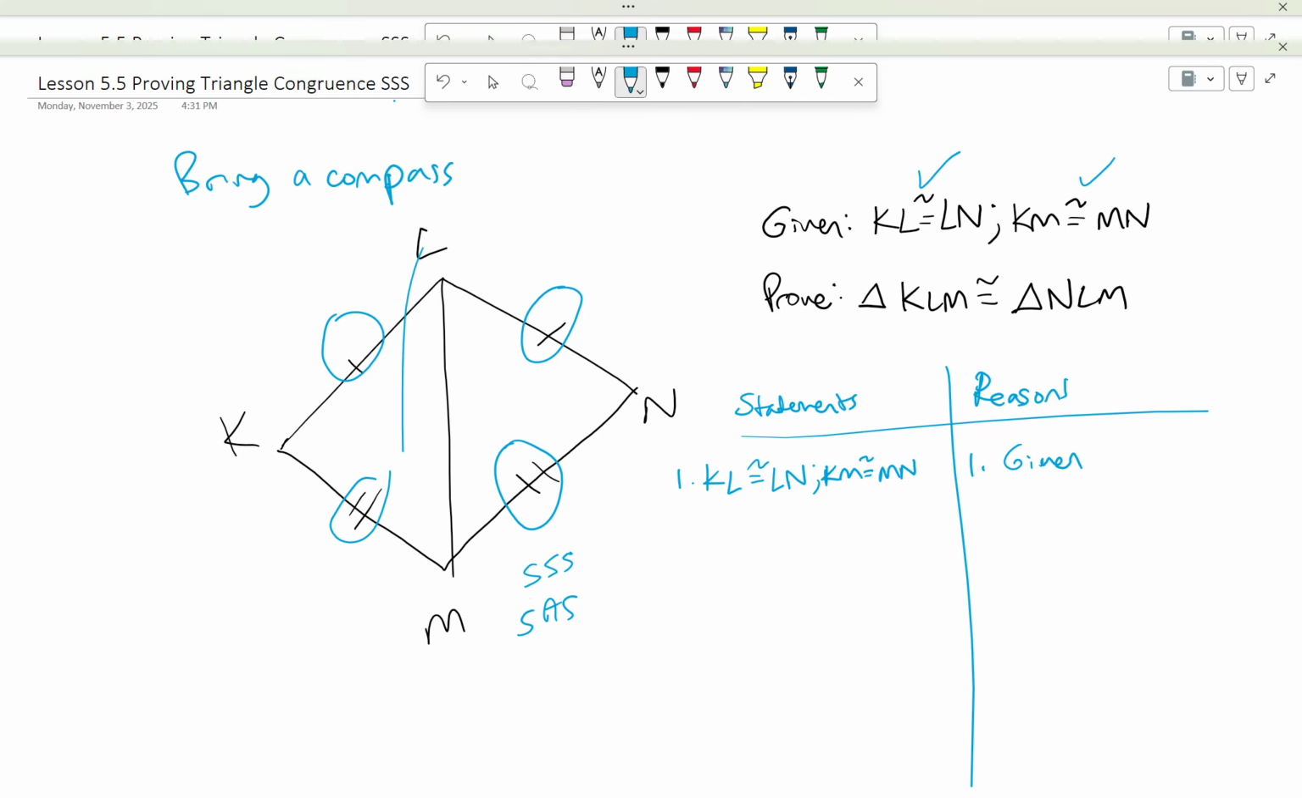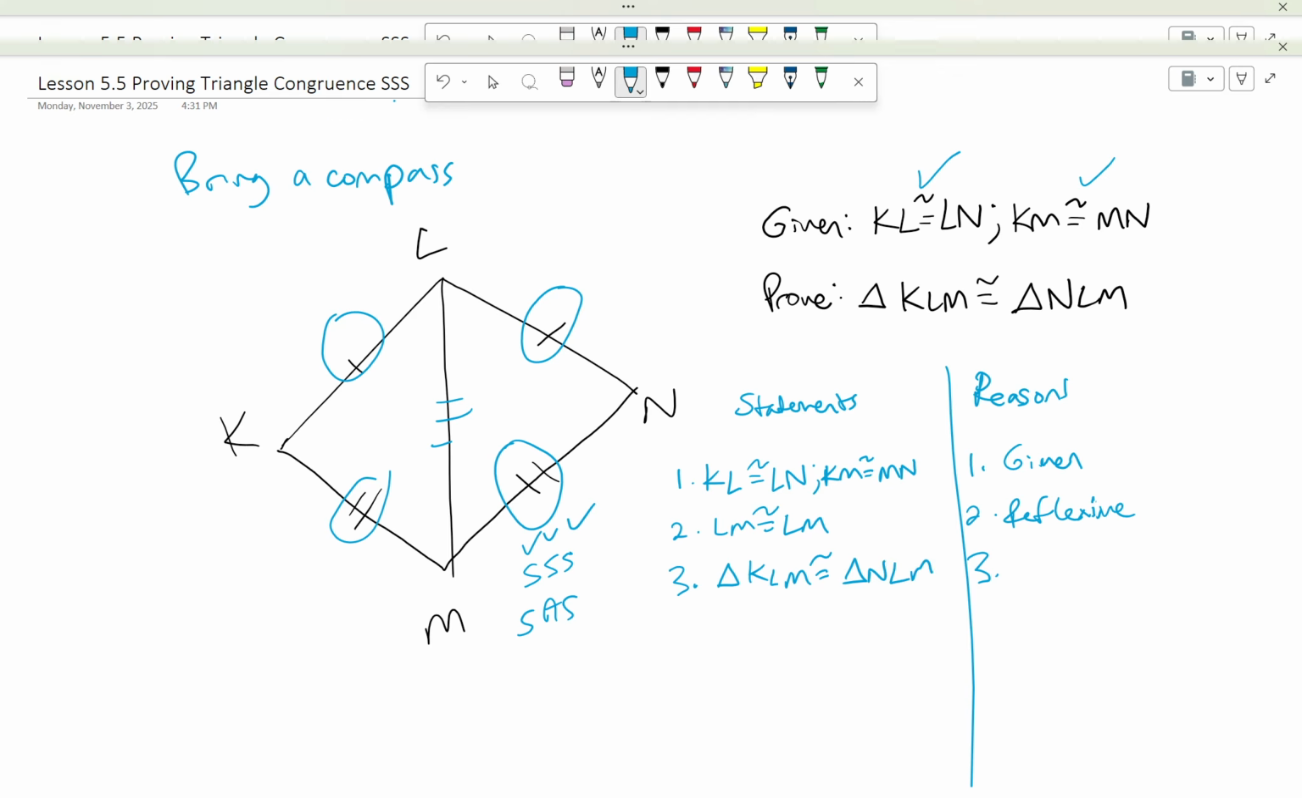So how could we do that? Could we prove this third side congruent in both triangles? Well, it belongs to both. So there we go, guys, we don't have to use much imagination. We can just say that LM is congruent to itself, by the reflexive property. So we're there. We have done our proof and shown three sets of congruent sides in our statements column, and we can now successfully say that triangle KLM is congruent to triangle NLM, and this is through SSS.